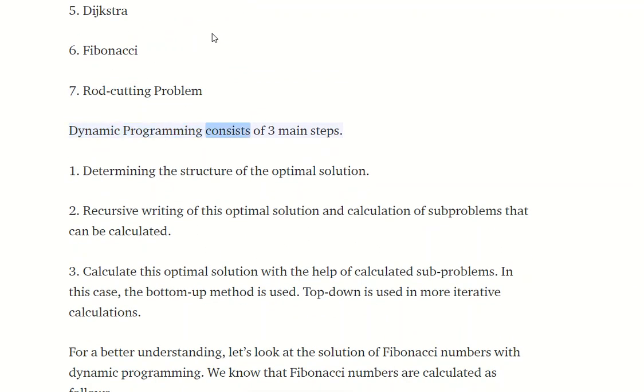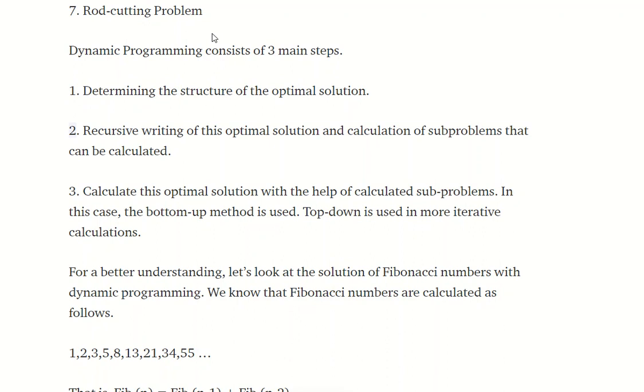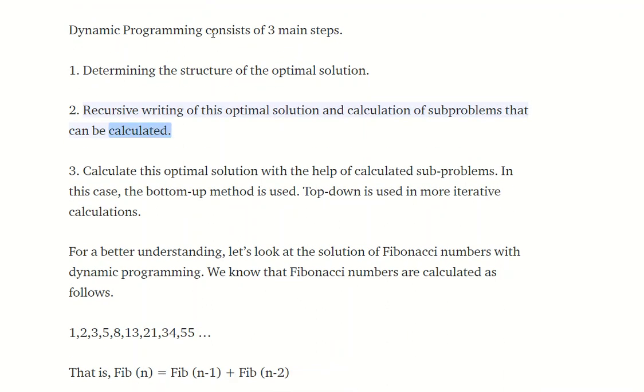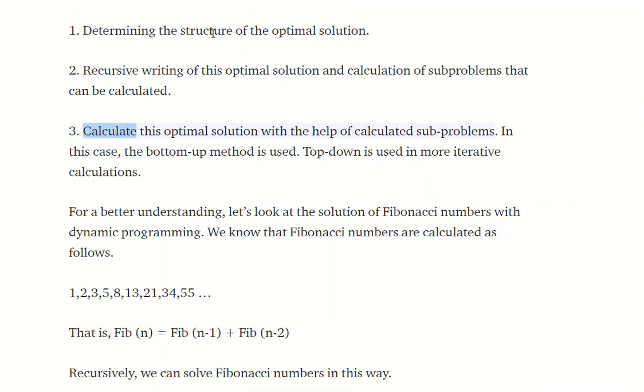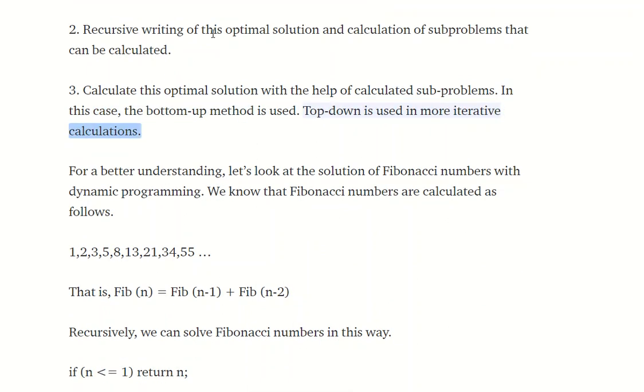Dynamic programming consists of three main steps. 1. Determining the structure of the optimal solution. 2. Recursive writing of this optimal solution and calculation of subproblems that can be calculated. 3. Calculate this optimal solution with the help of calculated subproblems. In this case, the bottom-up method is used. Top-down is used in more iterative calculations.